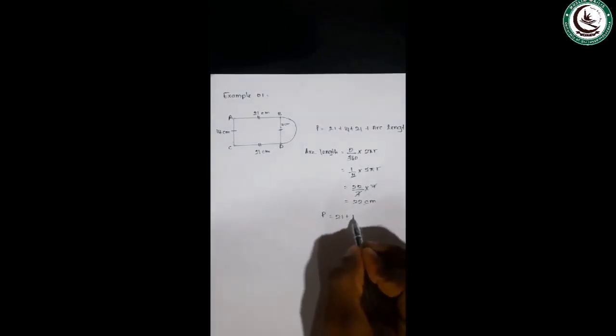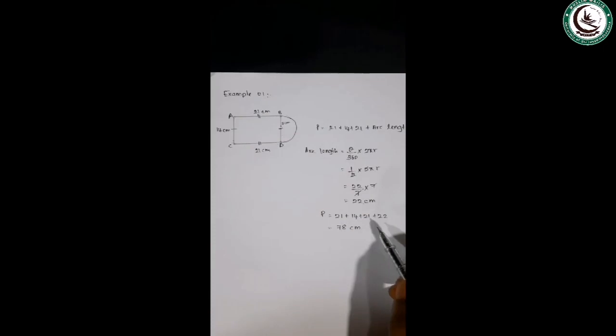So the perimeter would be these three plus this 22 centimeter. So overall we can write this as 78 centimeter. As the next question, now we have to find the area.